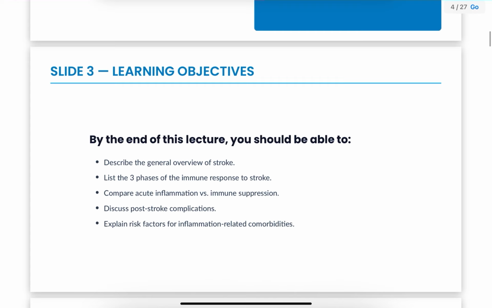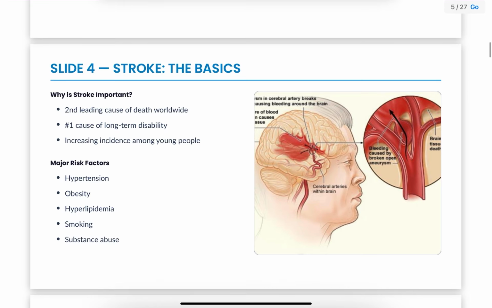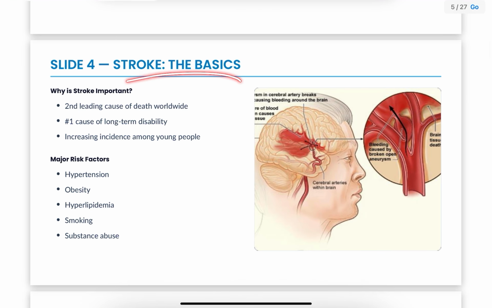So these are the learning objectives. I will skip the learning objectives. So let's start with the basics about stroke. What do we need to know about it?